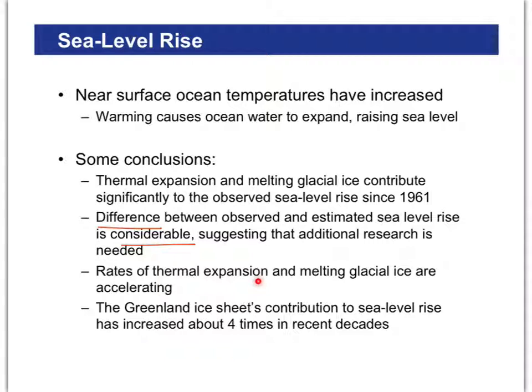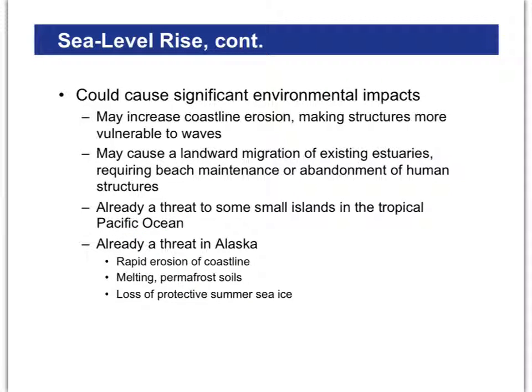Now, the big part of this is the Greenland Ice Sheet. All right? All the ice that is up on Greenland is melting and running into the oceans. And this is causing a major problem for sea level rise globally. What effects could this cause? Well, coastline erosion. The higher the sea level, the more structures and coastal features are going to be eroded and vulnerable to waves.